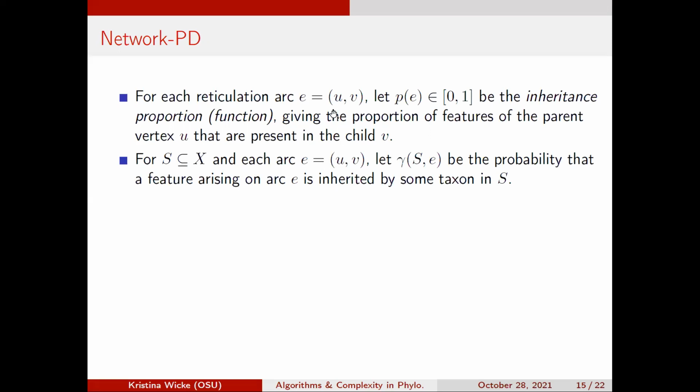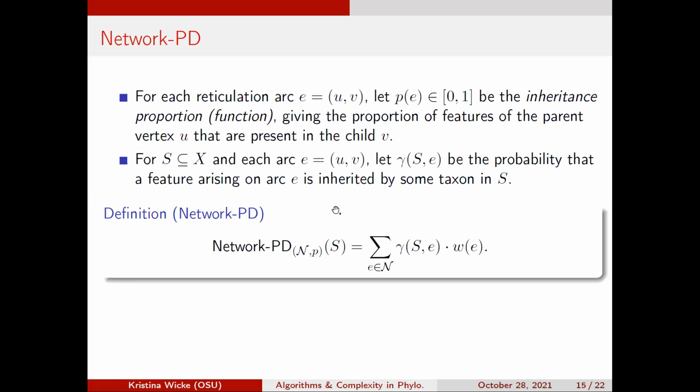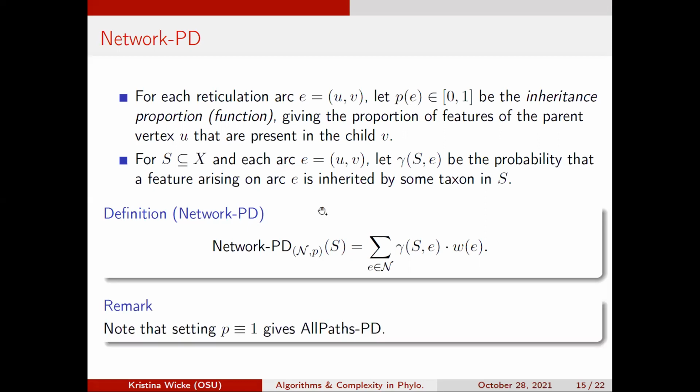Based on those two assumptions, we now define network PD, which will depend on the network N and this proportion function P, as the sum over all edge lengths in the network, where each edge is weighted by the probability that the features arising on it are preserved by at least one taxon in S. So this is network PD. However, if you think about this carefully, one thing we can do is set P to be 1 for all reticulation edges. And then what we get is all-path PD.